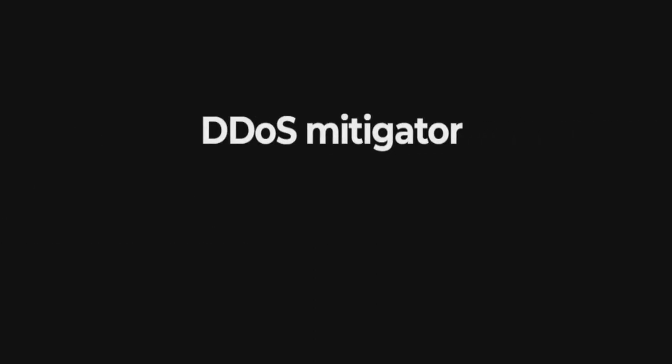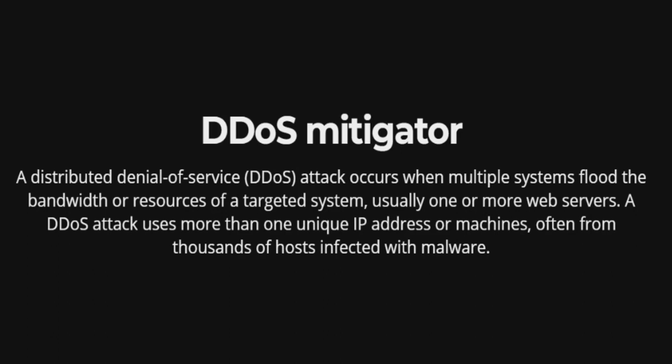DDoS mitigator. A distributed denial of service, DDoS, attack occurs when multiple systems flood the bandwidth or resources of a targeted system, usually one or more web servers. A DDoS attack uses more than one unique IP address or machines, often from thousands of hosts infected with malware.